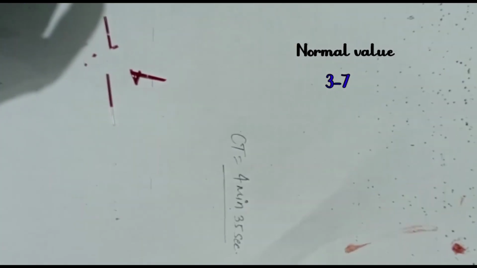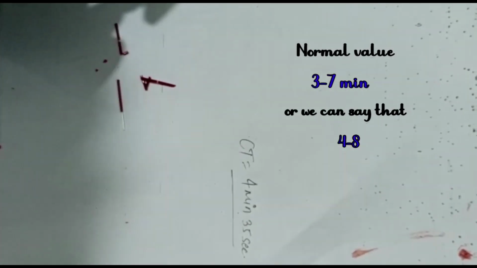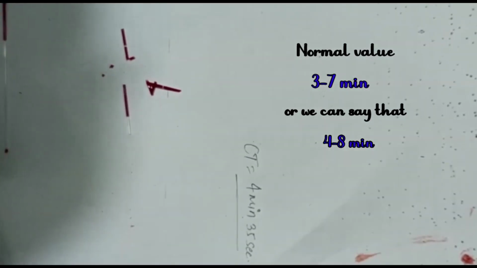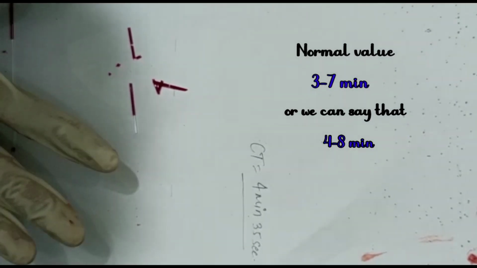It is normal. It is within the normal value. Normal value is 3 to 7 minutes, or we can say 4 to 8 minutes, and this is in the normal range. Patient clotting time is 4 minutes 35 seconds.